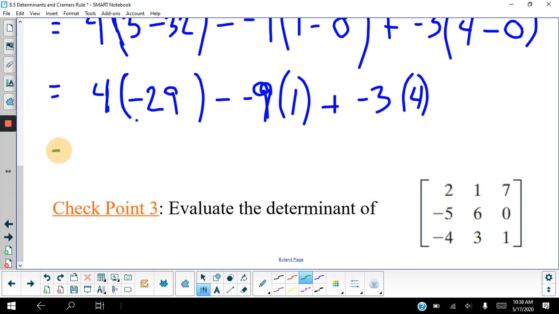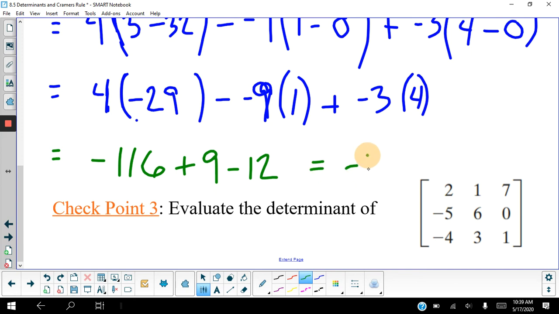So last, let's solve this. So 4 times a negative 29, that's going to give us negative 116. Minus negative 9 times 1 is a negative 9, so that's going to be a plus 9. And then plus a negative 3 times 4, which is a negative 12. Okay, so once we add all that together, negative 116 plus 9 is negative 107. And we subtract 12, which is a negative 119. And that is our final answer.